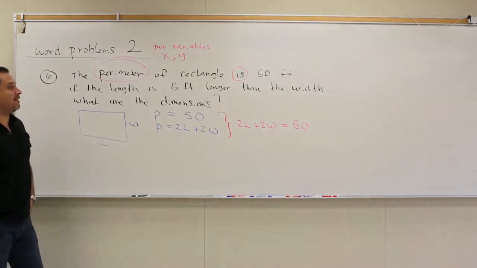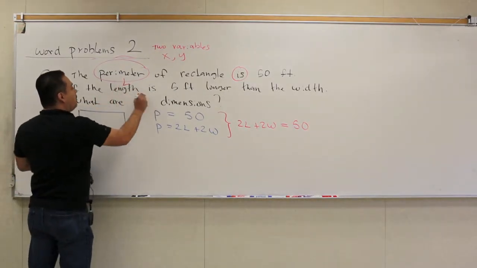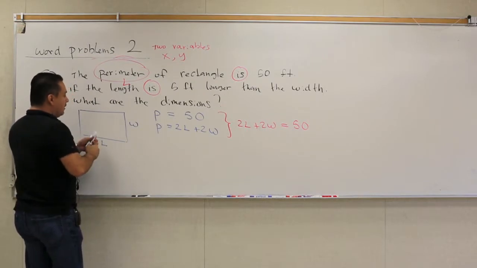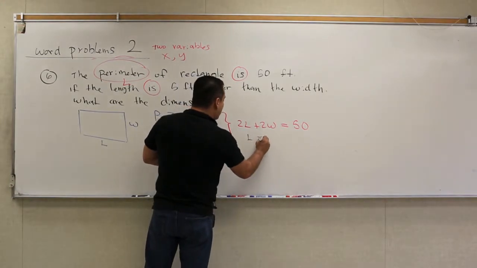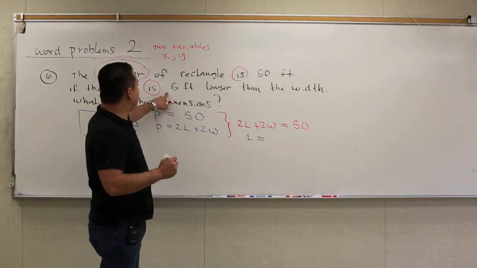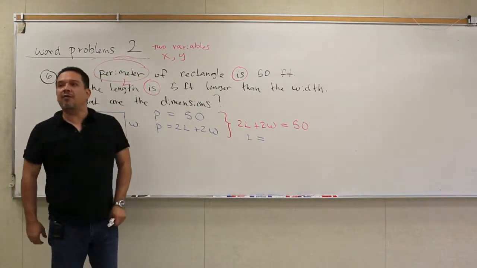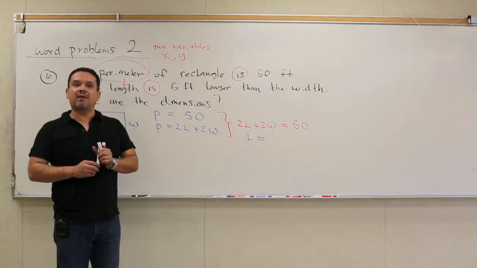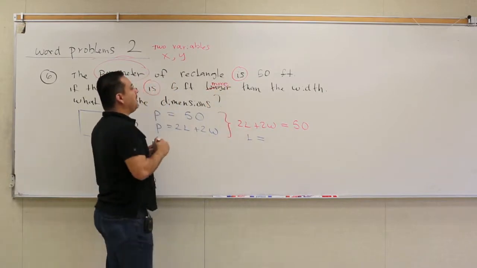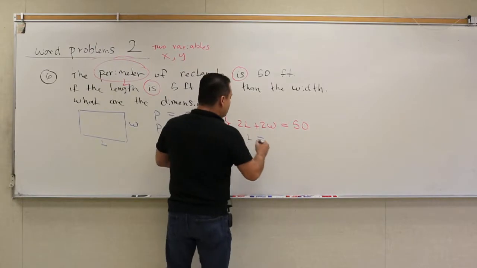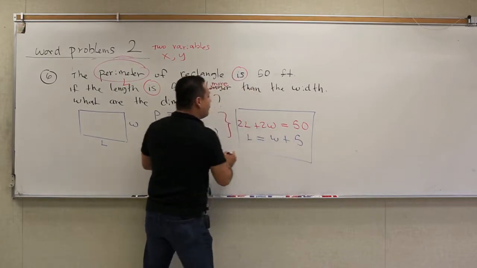What else do you have? That's the first sentence. What's the second sentence? Length is L equals, well, let's see. This is the next equation now. L equals what? The length is 5 feet longer than the width. What do you think longer than the width means? More than? Good. And what does that mean? W plus 5. Good. These are your two equations, ladies and gentlemen.